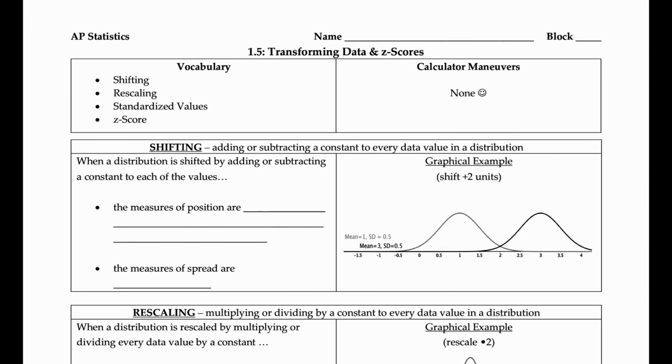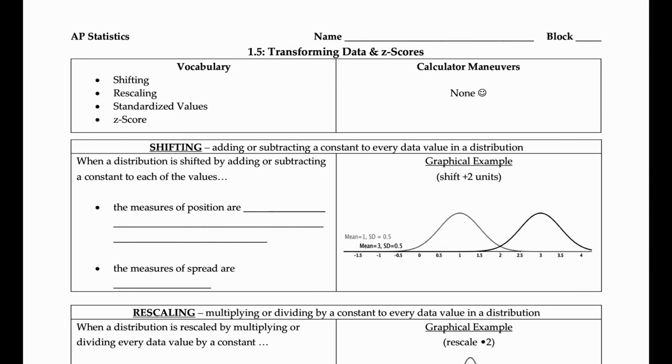As I mentioned, there's no calculator maneuvers here, at least nothing fancy or funky, but you do need a calculator because the calculating of z-scores does require some arithmetic. So we're going to make sure that we at least have a calculator next to us to sort of follow along. So let's move on to talking first about shifting and finalizing what we noticed in class.